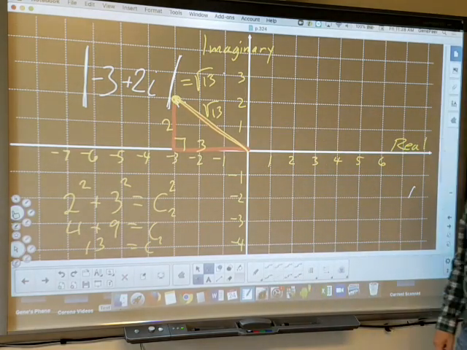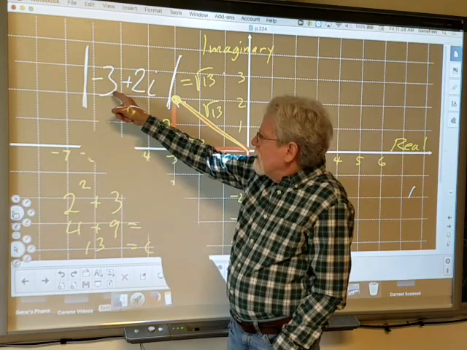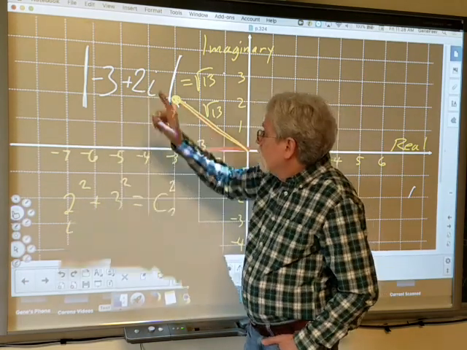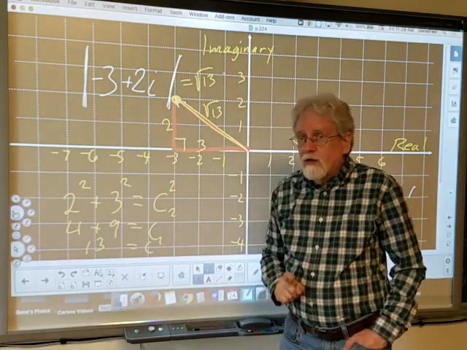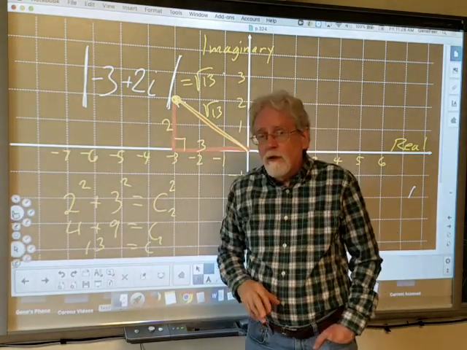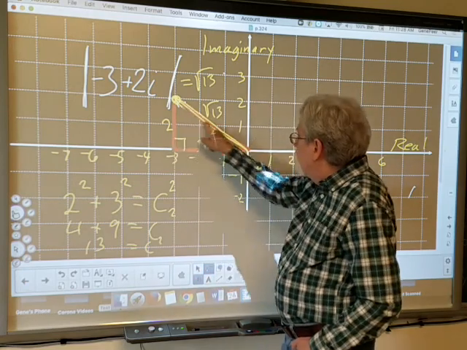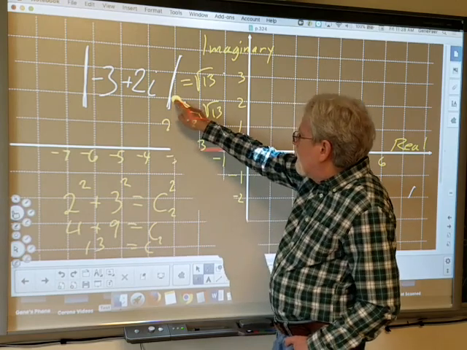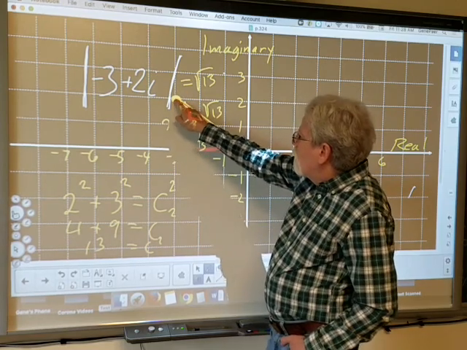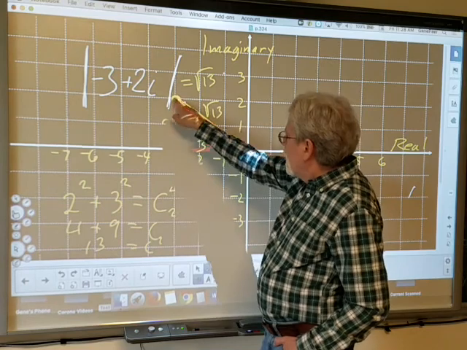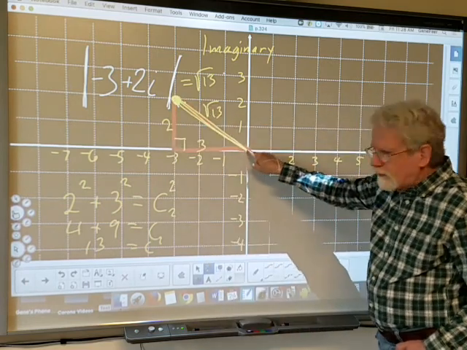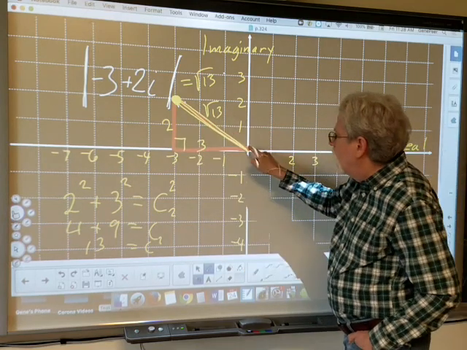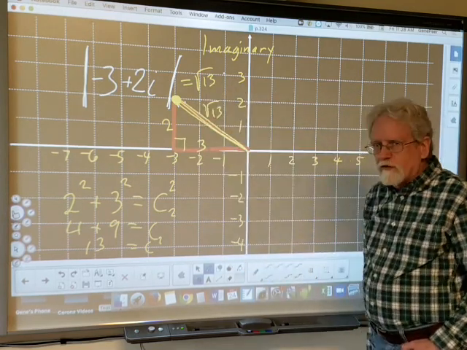So really, what are we doing? We're considering the 3 to be the length of one side of the triangle, the 2 to be the length of the other side of the triangle, and then we plug it into the Pythagorean theorem and we get the length of the vector. We get the absolute value of negative 3 plus 2i. We get the answer to how far away negative 3 plus 2i is away from 0. The meaning of absolute value, distance from 0, square root of 13.